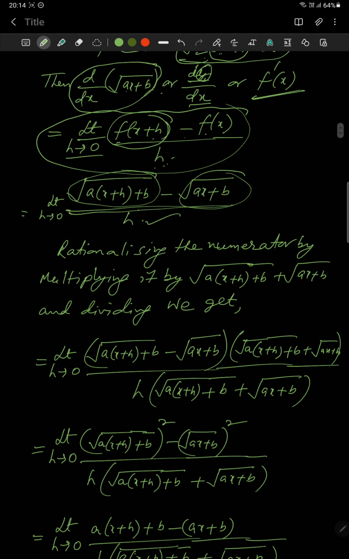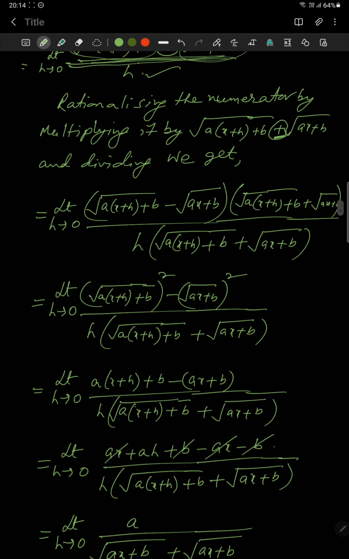Now we are rationalizing the numerator. Only the numerator is rationalized by simply multiplying the same quantity. Only difference is in place of this minus we have to take the plus sign, which is what I have shown over here. So when we are multiplying the numerator and denominator by this quantity, then you see in the numerator we have a minus b into a plus b.